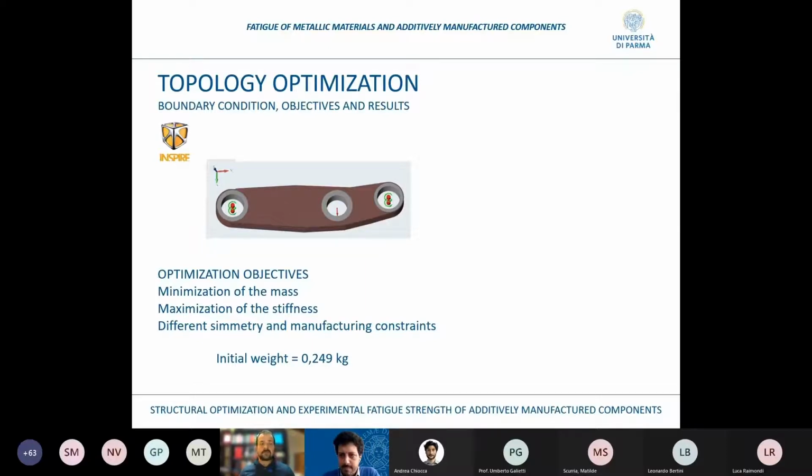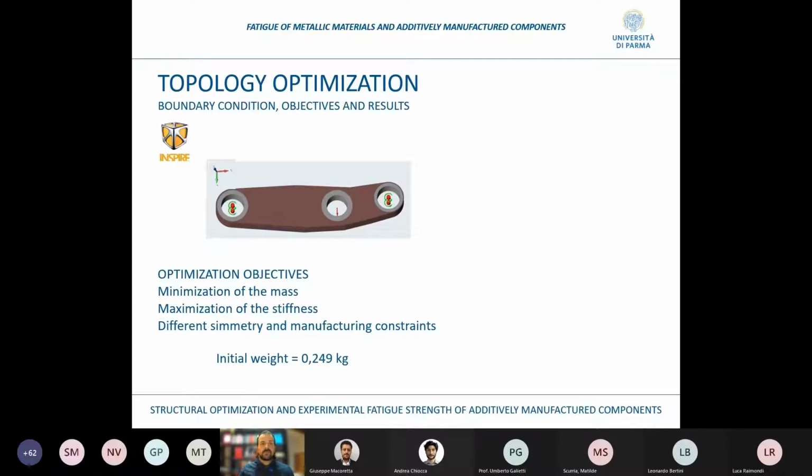With the software it is possible to introduce different constraints, in particular in relation to the manufacturing process that we want to use for the production of the part. Of course, in our case this is additive manufacturing, so overhanging surfaces were constrained, and different symmetries were also introduced as trials.